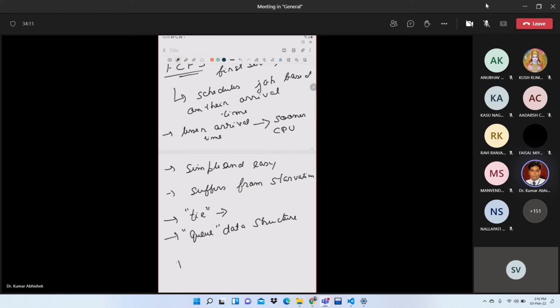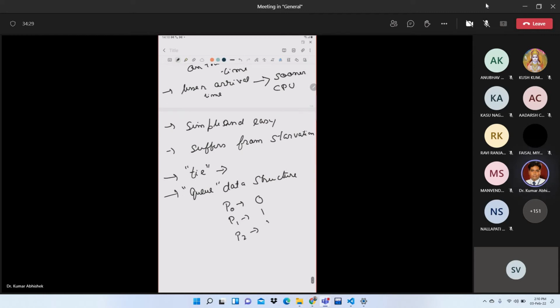Tie. Now see, P0 arrives at time 0. P1 arrives at time 1. P2 also arrives at time 1. So we have a tie over here. In this scenario, I will go with the process with the smaller process ID. P1 has a smaller process ID, so I'll go for P1. Or I can go randomly, choose P2 then P1. But generally we go for the process with the smaller process ID. Is it clear now? What is a tie scenario? Yes, sir.